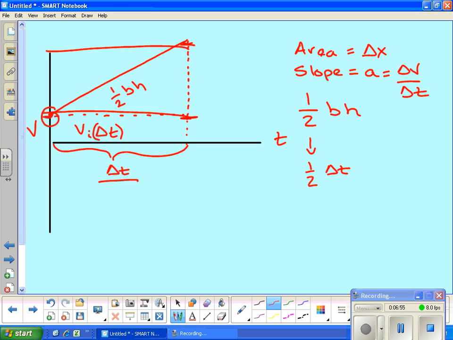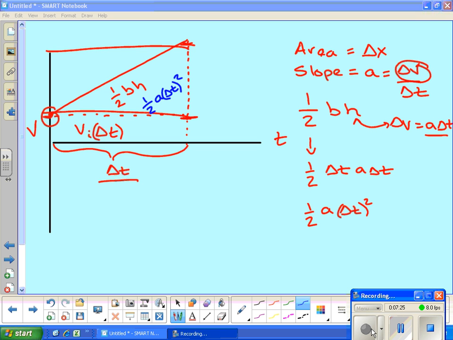So height is actually delta v, and if I multiply both sides by delta t, I get delta v equals a times delta t. So this is my height, delta v. I'm going to substitute that in, a delta t. So I get this equation cleaned up a little bit for the area of my triangle.